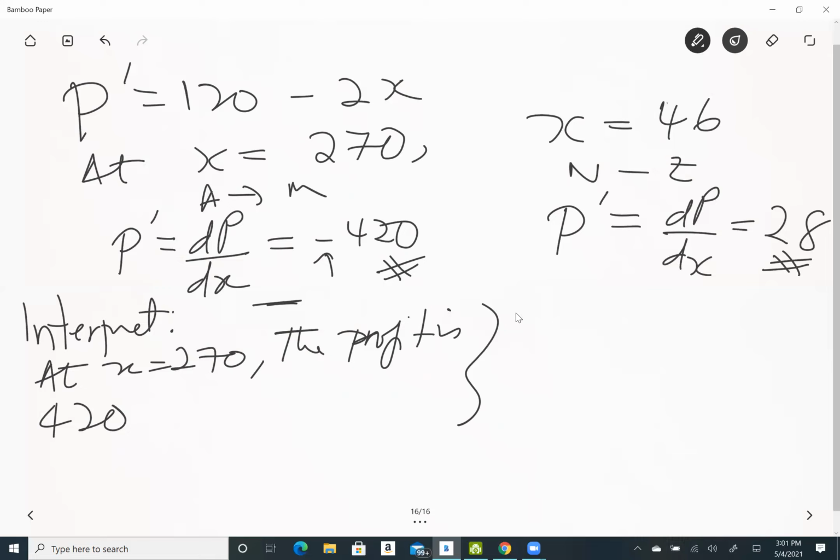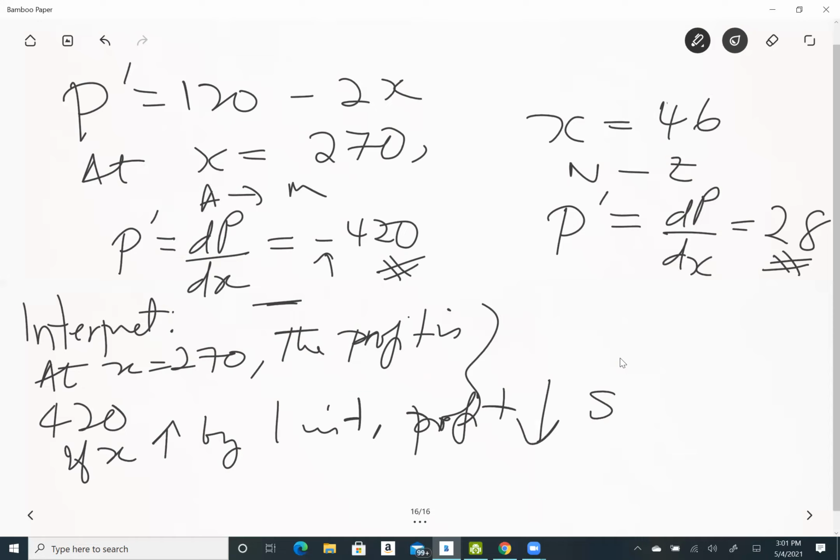If the X increased by one more unit, the profit will decrease at $420 when X equal to 270. So everybody hear that? Okay, one more time. If the X increased by one more unit, the profit will decrease at $420 when X equal to 270. Okay, so the marginal profit is negative 420.